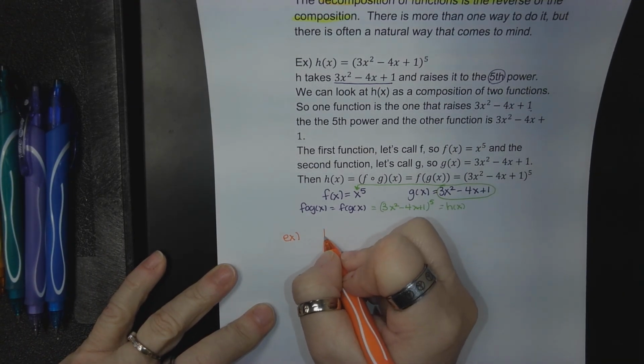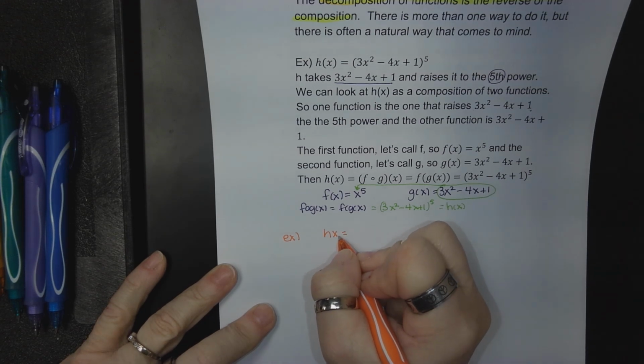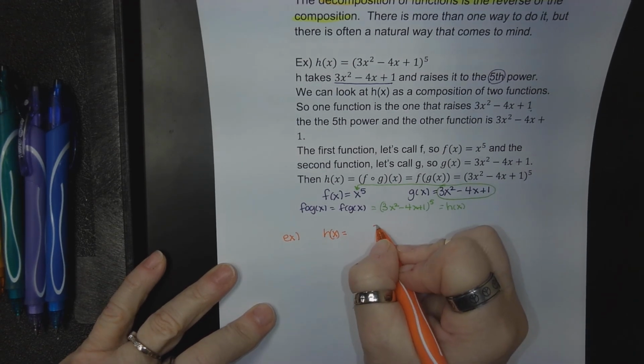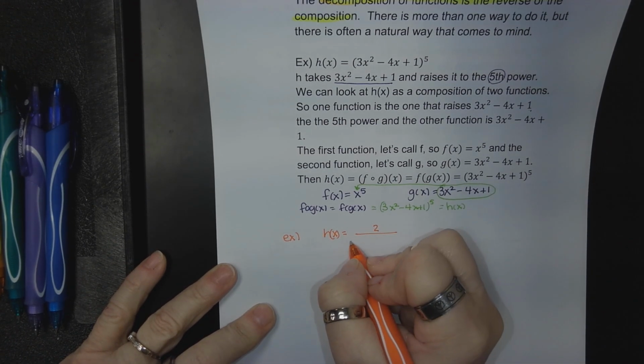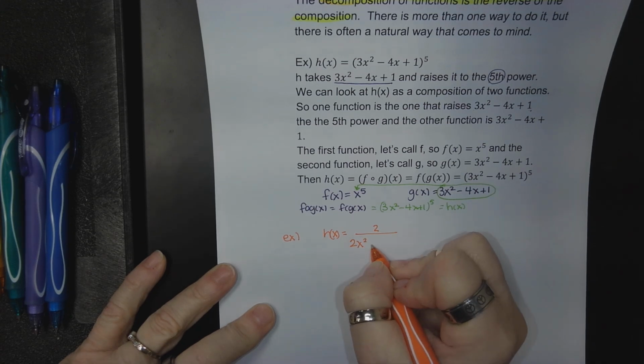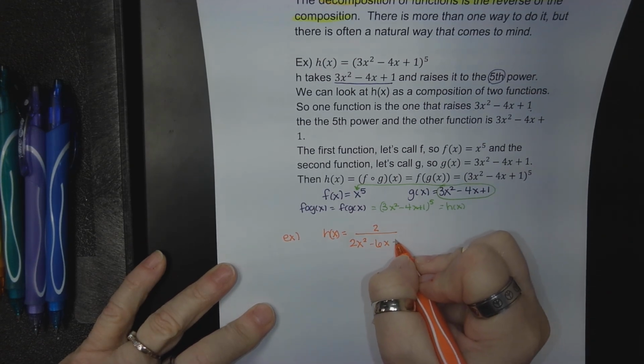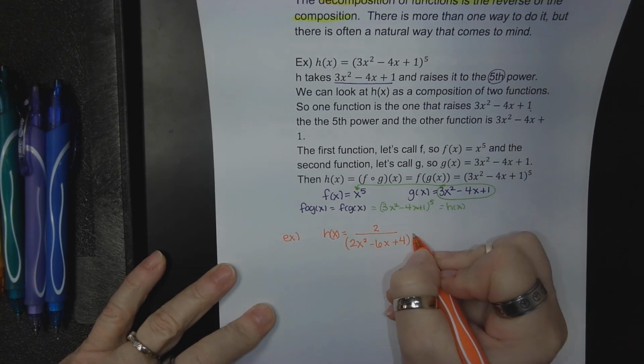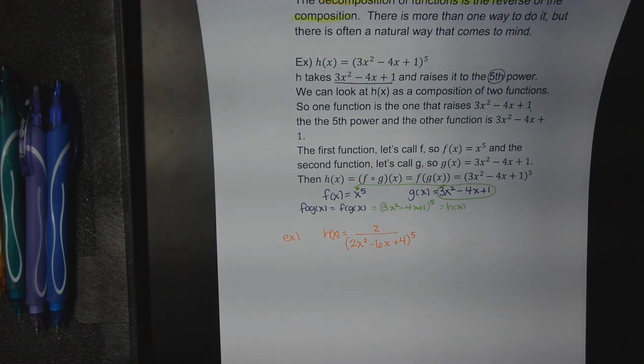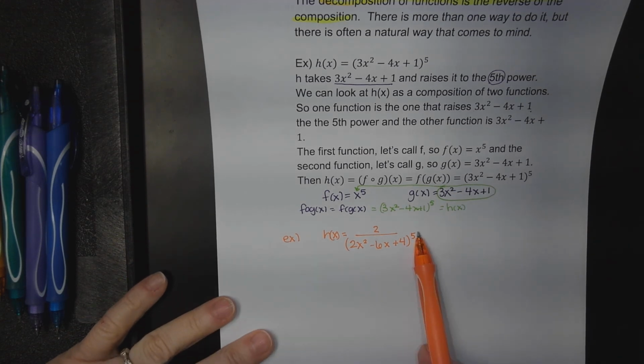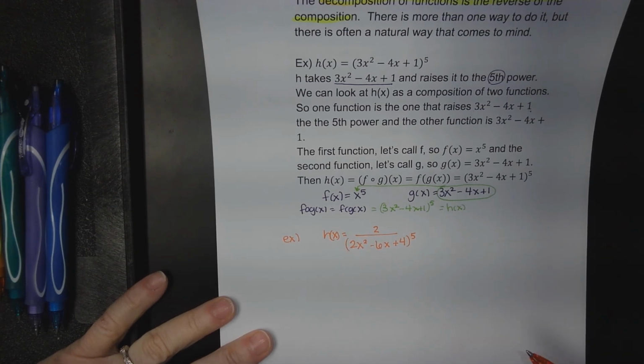So I have h of x is 2 over 2x squared minus 6x plus 4, all raised to the 5th power. Okay, this is the way I find it the least complicated to teach. Okay, here we go. What is the most complicated thing in this equation?